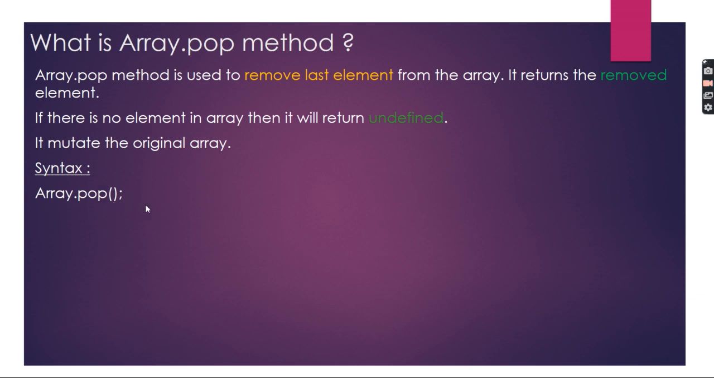It is quite similar to array.shift method, but with shift method the first element gets removed, but with the pop method the last element gets removed from array. Now let's take a look at some examples. So let's switch to code editor.